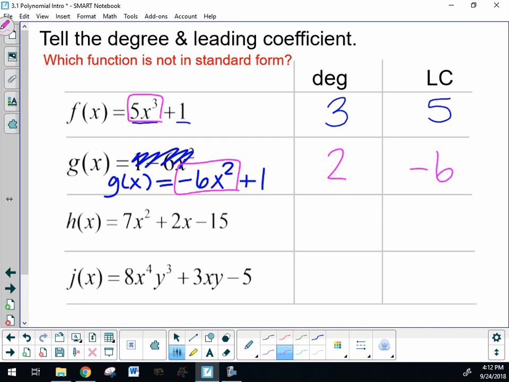H of x is a trinomial. It has three terms, and it is already written in standard form, highest power to lowest power. So our leading term is this one. That will give us our degree and our leading coefficient. So this is also a degree 2 polynomial, and it has a leading coefficient of 7. J of x is also written in standard form already. It has three terms. Now, j of x is multivariable.